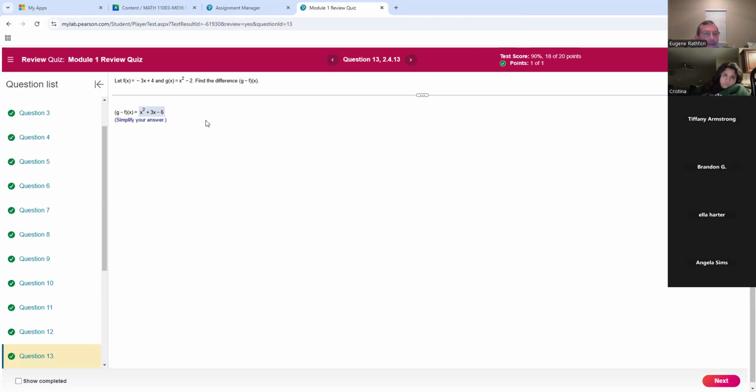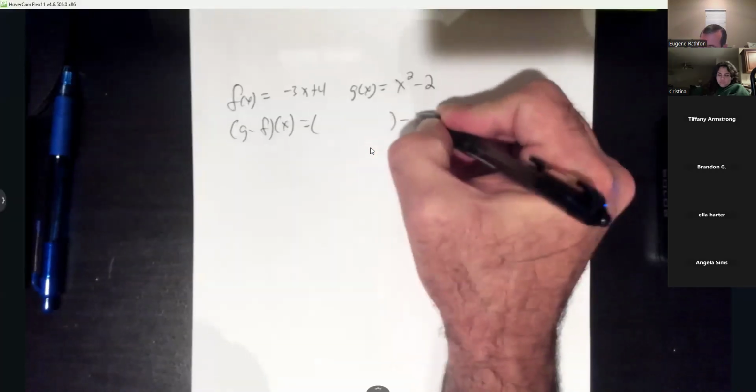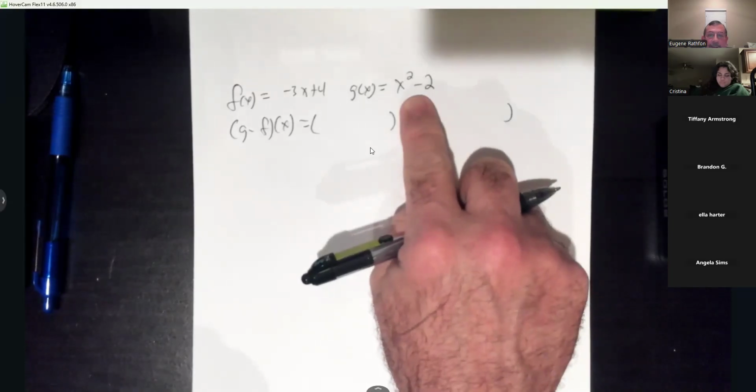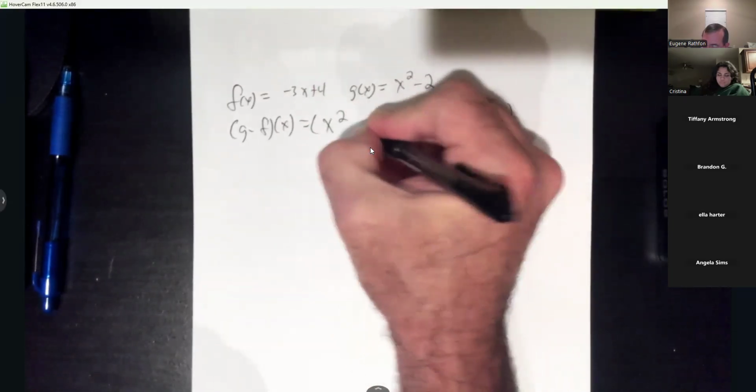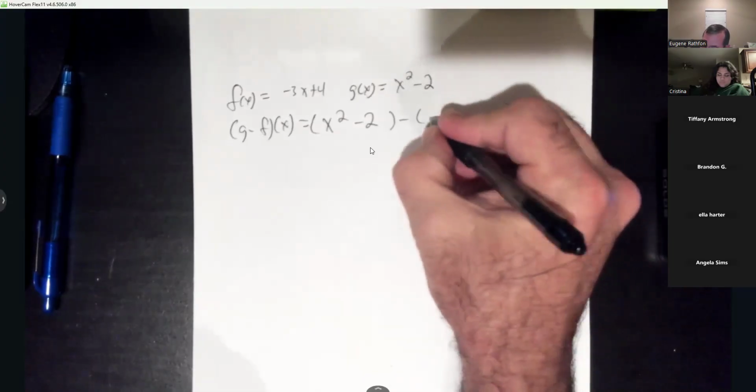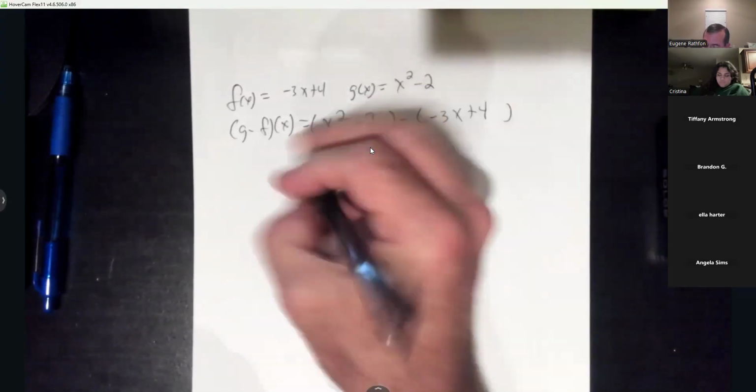So let me write this one down real quick. So what did I have? I had f of x equal to negative 3x plus 4. g of x equal to x squared minus 2. And this one was g minus f of x. Okay, so I got that written down. Let me show you what happened on that. So I did my g minus my f. Well, g was x squared minus 2, and then f was negative 3x plus 4.